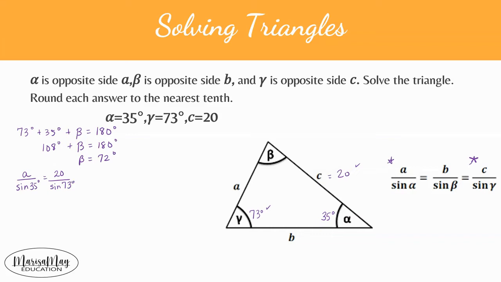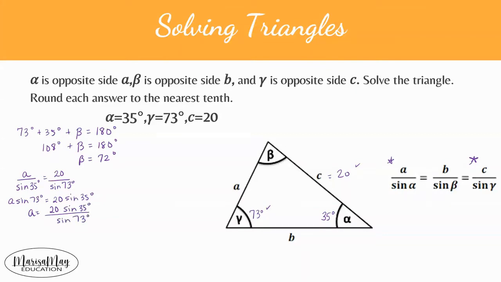Now, it would be super easy to type in these trig functions into your calculator and get a decimal. However, you would have to round. So what I do is I like to save my rounding for the very last step. Instead of doing that, I'm going to cross multiply here. A sine of 73 equals 20 sine of 35. And then I'm going to divide by the sine of 73. So I've got 20 sine of 35 divided by sine of 73. And now you're ready to go to the calculator to type this in.